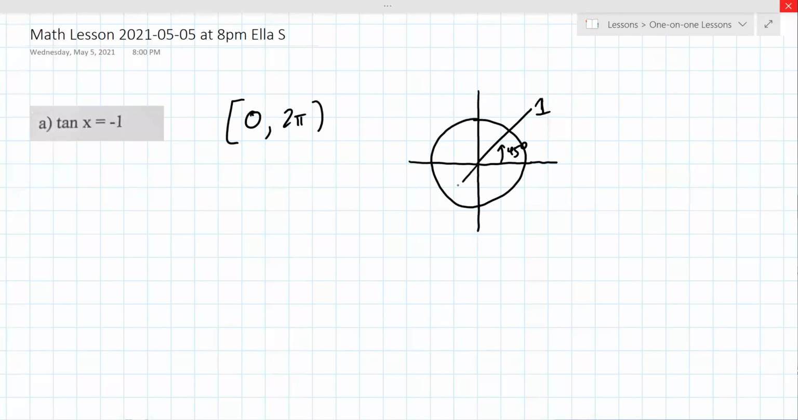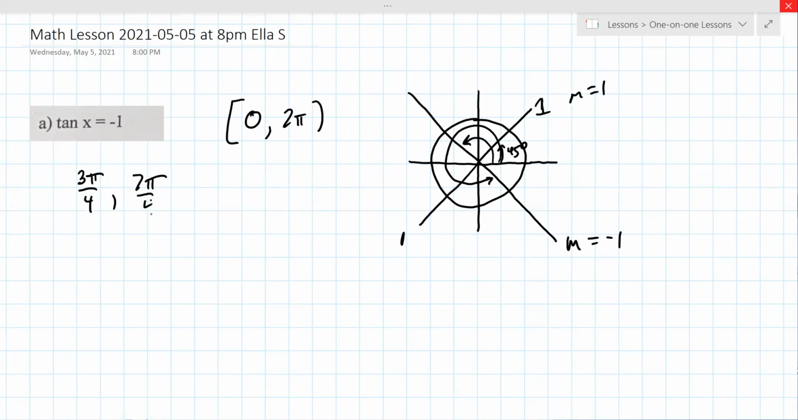If I go this way, 215 degrees, it's on the same line. This line has a slope equal to 1. If I go this direction where the slope is -1, that's what we're looking for here. So there are 2 angles. It's this one to get us right there, 45 degrees between these two. So that's 3 pi over 4, and if you go all the way around, that's 7 pi over 4.